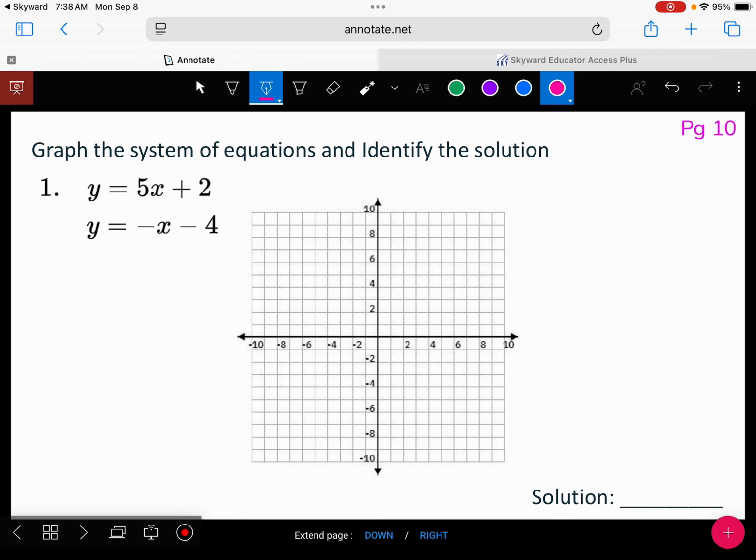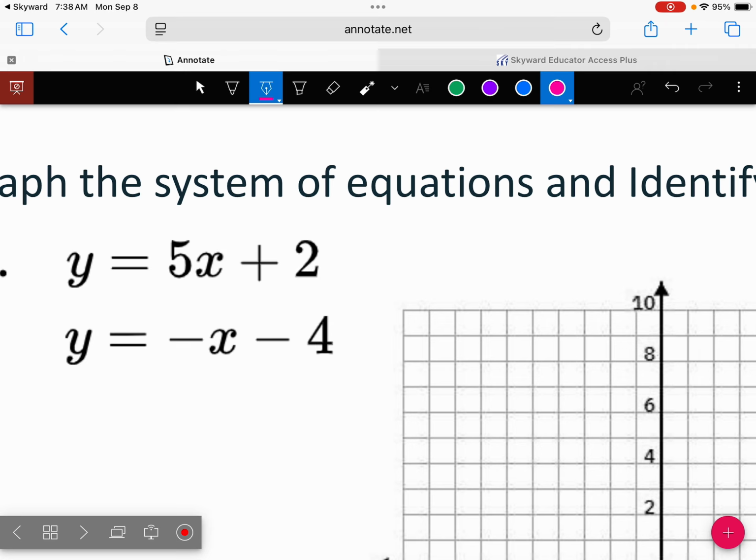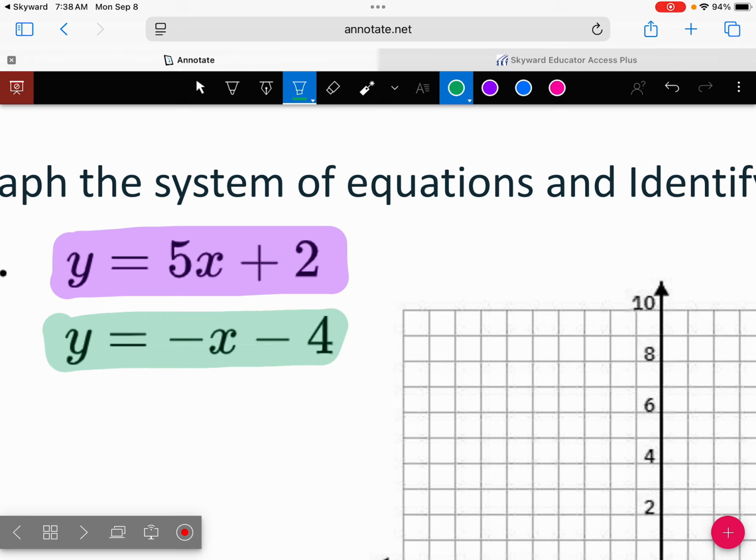So we're given 2 lines here. These ones are both in slope-intercept form, so we can do our graphing kind of however we want. I'm going to use purple for the top line, and I'll use green for the bottom one, just so we can kind of keep stuff clear. I try and keep things color-coded so it's easy to figure out.